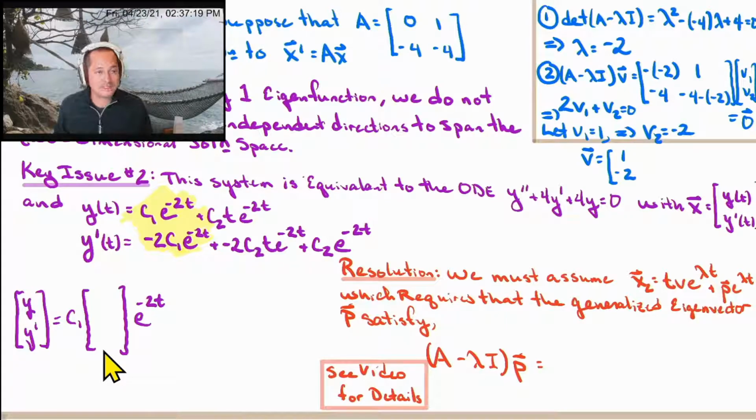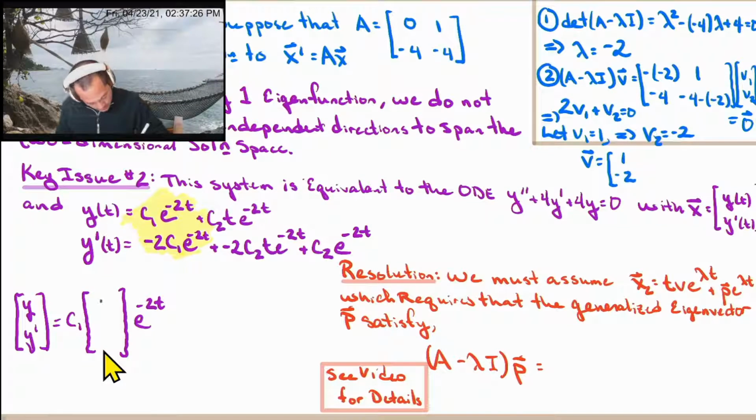First row, then second row. A 1 and a negative 2. Hey, I've seen that 1 and negative 2 before. Isn't it the eigenvector of the matrix? So what are these eigenvectors we're finding?